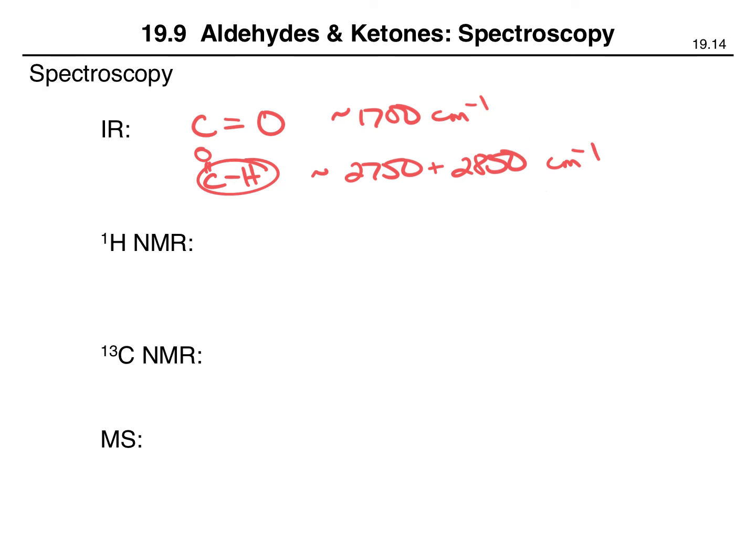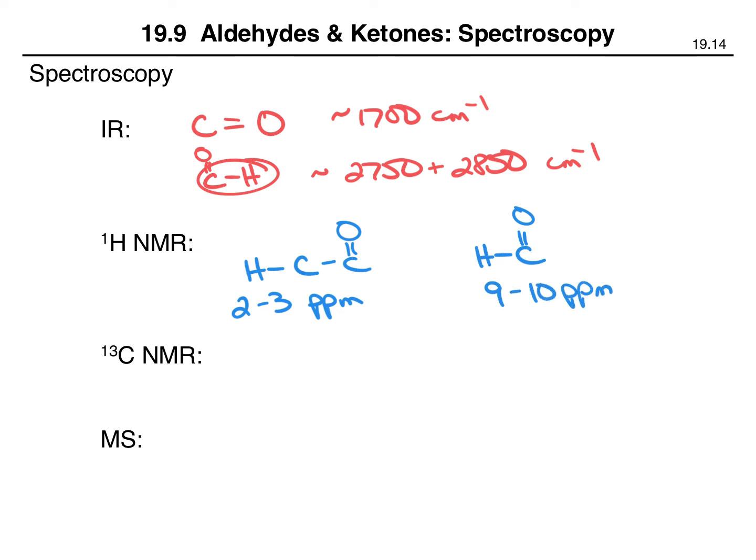For proton NMR, when we have a hydrogen connected to a carbon that is connected to a carbonyl, these tend to show up around 2 to 3 ppm. For aldehydes specifically, when we have a hydrogen connected to the carbonyl, these tend to show up around 9 to 10 ppm. Often, we can think of the carbonyl as a wall.